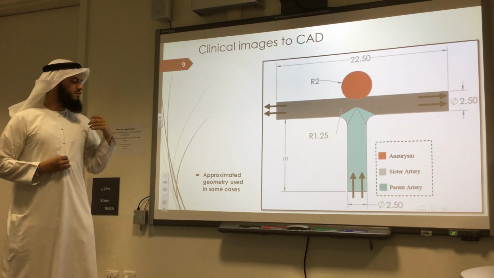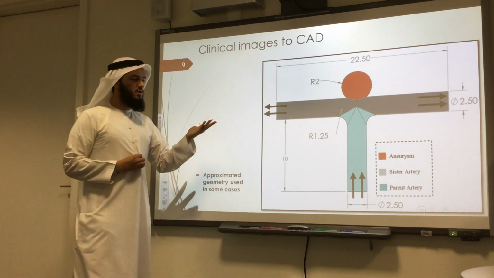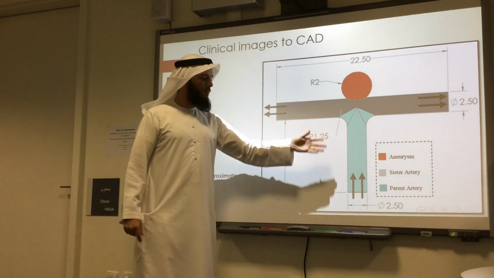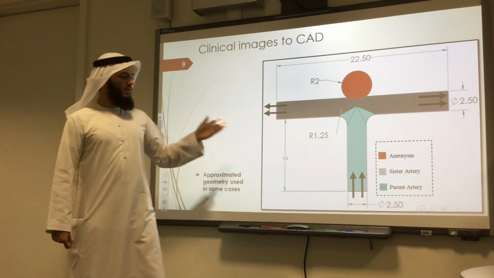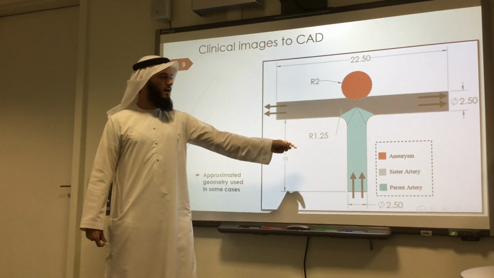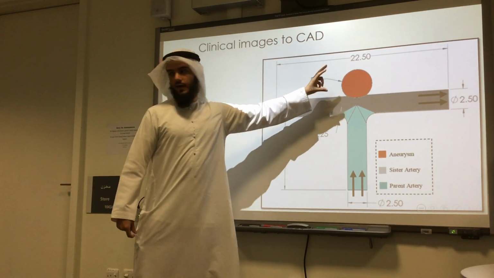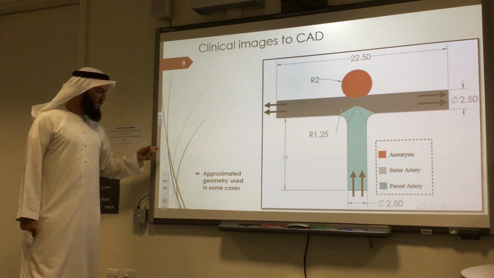Also, sometimes we use an approximated geometry. It's easier to use an approximated geometry. This is something that I drew. It is similar to a terminal type aneurysm. Basically, what I do is I get data from research of diameters of the arteries and the aneurysm depending on what I'm using. So sometimes we use this, sometimes we use the real geometry.